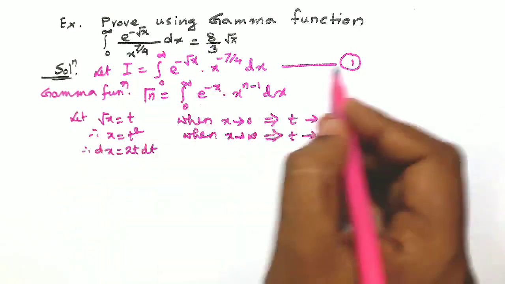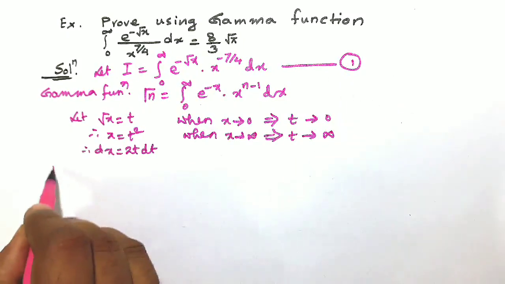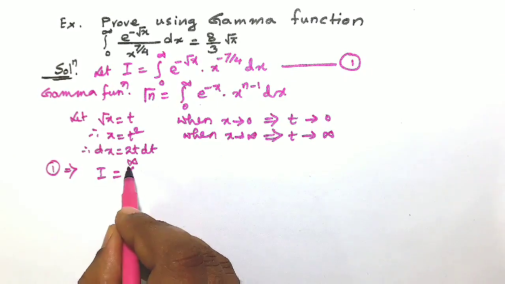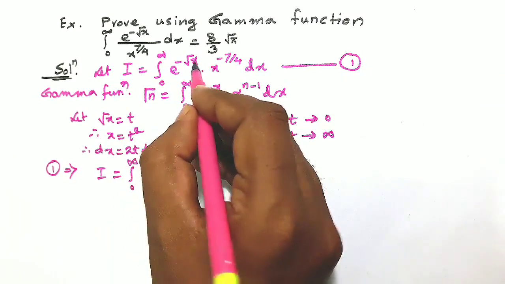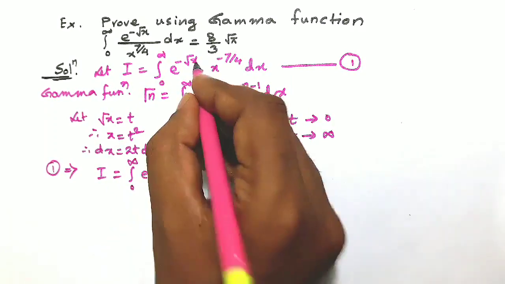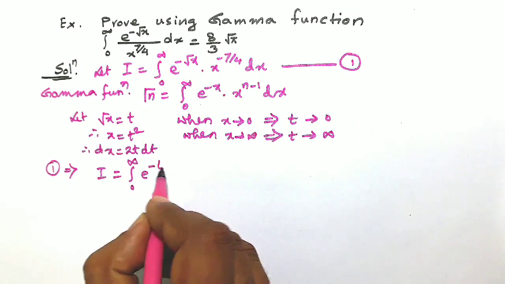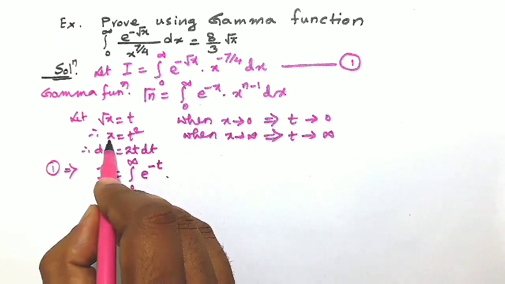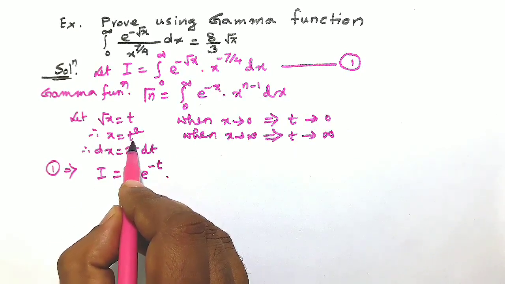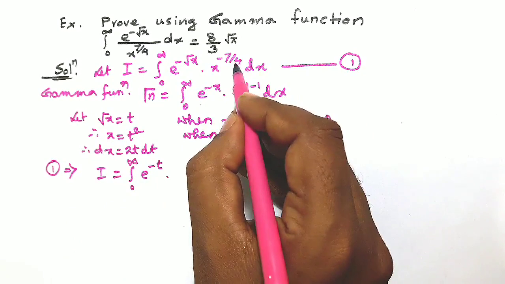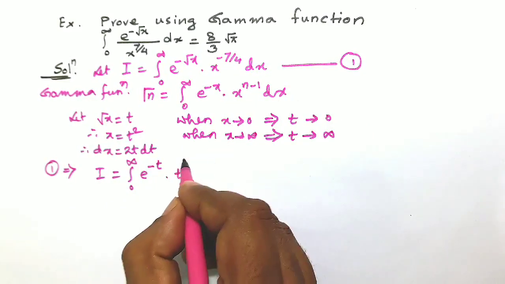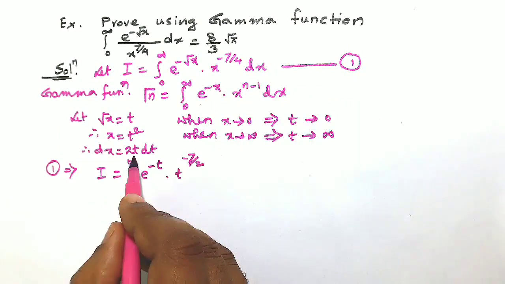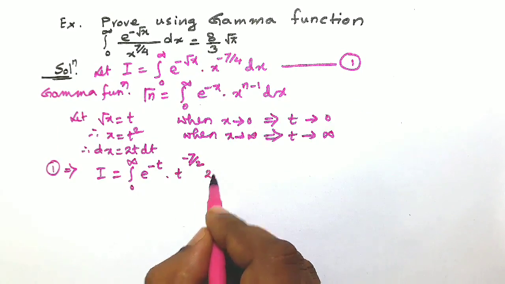Now friends, from equation 1 we have I is equal to integration 0 to infinity e to the power minus root x. That means e to the power minus t into x to the power minus 7 by 4. What is x? x is equal to t square, and the power is minus 7 by 4. So this is t to the power minus 7 upon 2 dx. And what is dx? dx is equal to 2t dt.